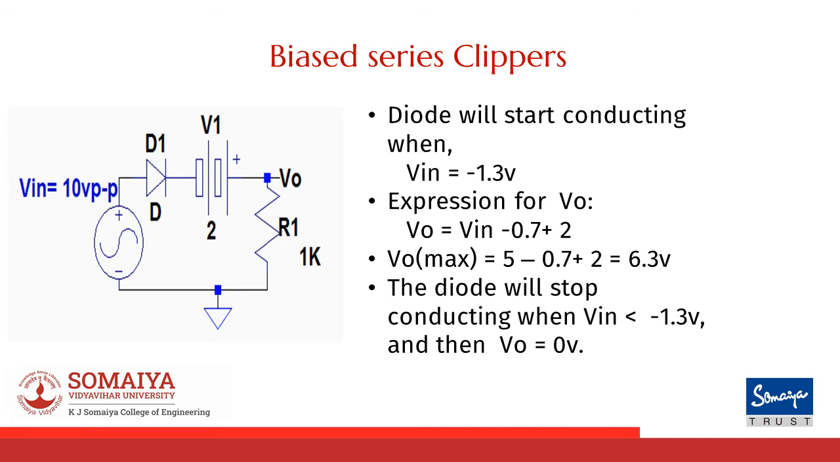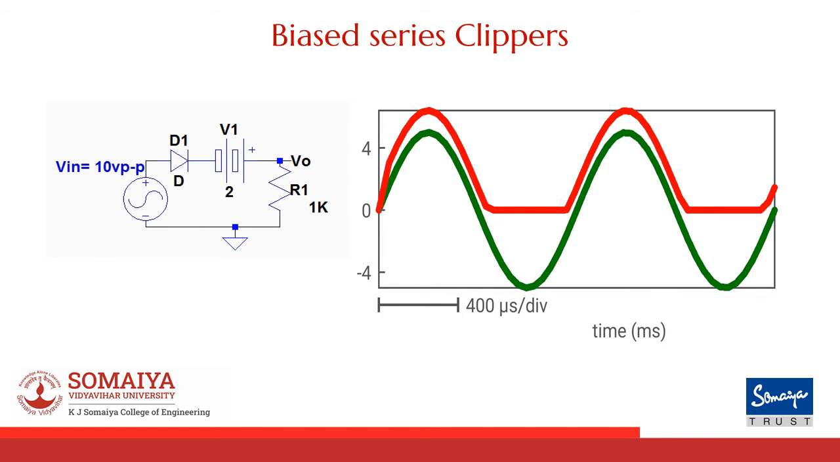Next, let's look into the expression for V0. Again, for the expression for V0, we simply have to apply KVL in the loop. So V0 would be equal to Vin minus the diode drop, which is 0.7, plus 2 volts. For example, if my Vin is equal to 5 volts, then my output would be equal to 5 minus 0.7 plus 2, that is, 6.3 volts. For all values of Vin less than minus 1.3 volts, my output would be equal to 0 volts. So as discussed, the output will vary from 6.3 volts to 0 volts.